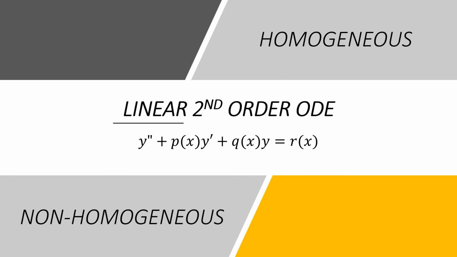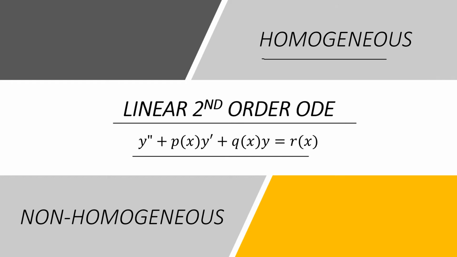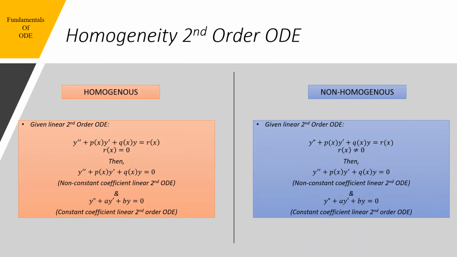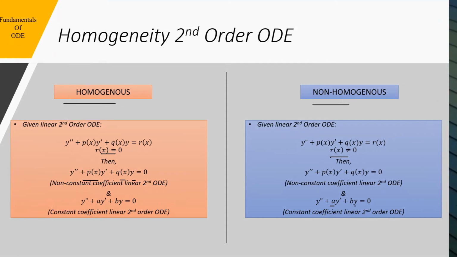And now we've reached the linear second order ODE, as can be seen presented in this form. We'll focus on the homogeneous and the non-homogeneous linear second order ODE only. Alright, so let's compare the homogeneity of linear second order ODE. On the left hand side we have homogeneous, and on the right hand side we have non-homogeneous. It's just that for homogeneous R(x) equals 0, and for non-homogeneous R(x) does not equal 0. We also have non-constant coefficient linear second order ODE, where P(x) and Q(x) are variables, and constant coefficient linear second order ODE, where a and b are constants.